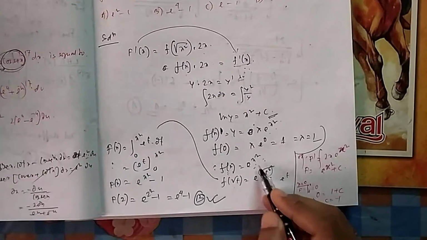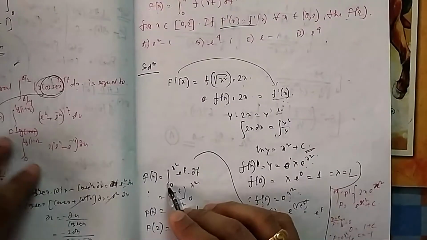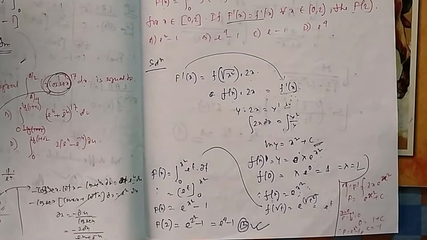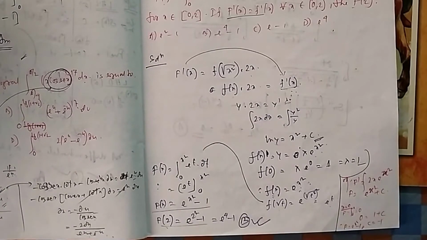What will be f(root t)? Instead of x square, it will be t square, e to the power t. So you put it in the integration from 0 to x of e to the power t dt. Finally, if you integrate, you will get your F(x). They are asking you to find F(2). Instead of x, you put 2, it is e to the power 4 minus 1. That is your option B.